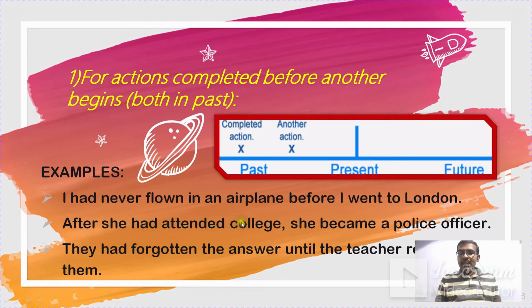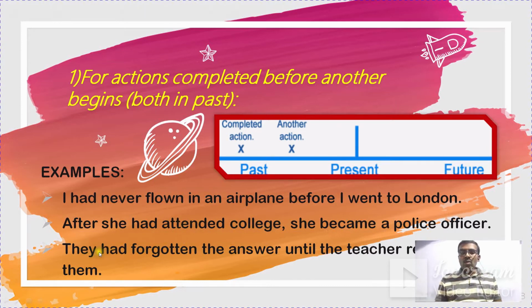After she had attended the college, this is the completed action. She had attended the college and the syllabus and curriculum, and everything was completed successfully. She became a police officer. This is a new action, which is initiated after the completion of the first action.